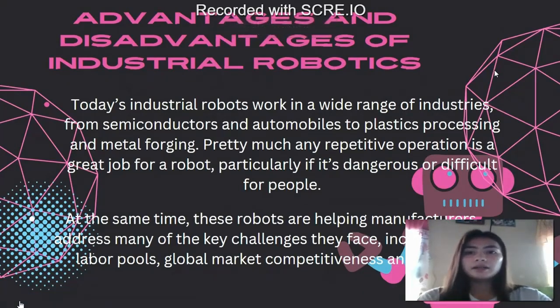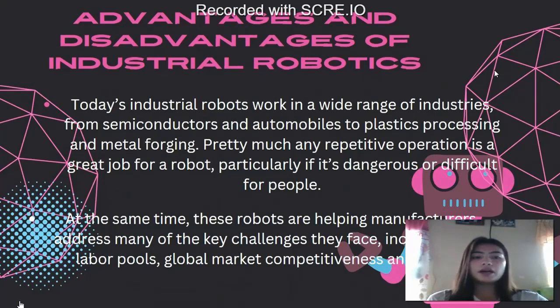I will tackle all about advantages and disadvantages of industrial robotics. Today's industrial robots work in a wide range of industries, from semiconductors and automobiles to plastic processing and metal forging. Pretty much any repetitive operation is a great job for a robot, particularly if it is dangerous or difficult for people. The application of robots in the manufacturing industries is particularly valuable.